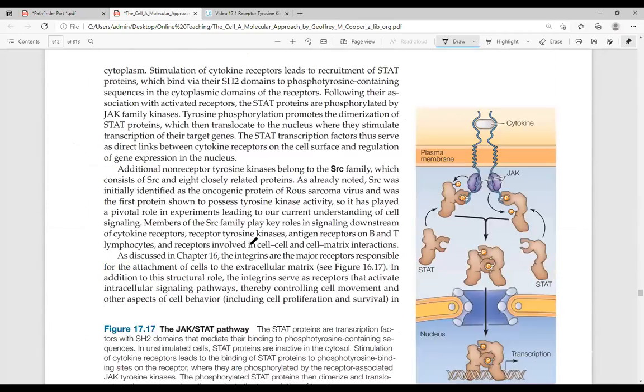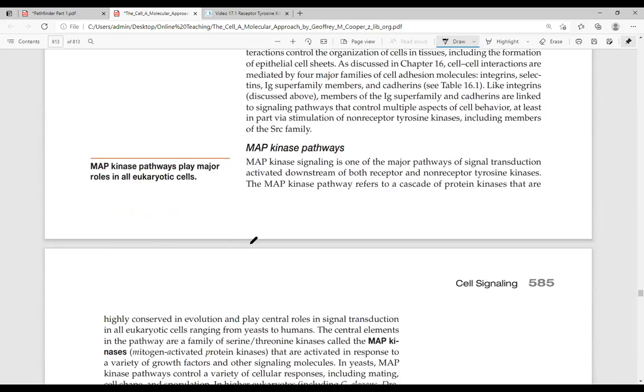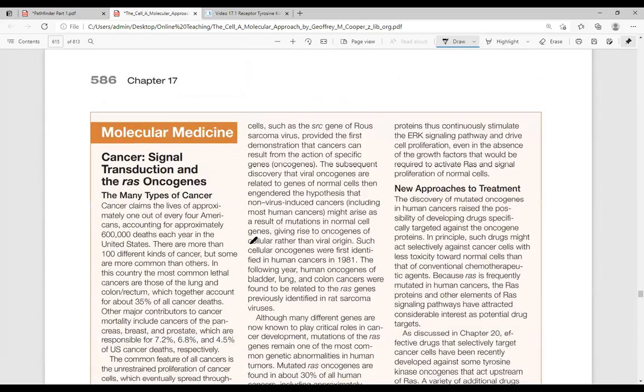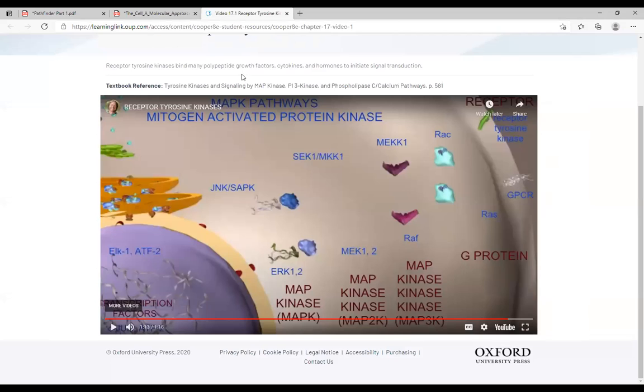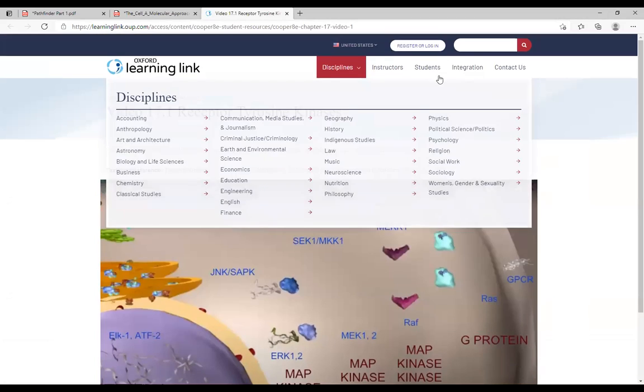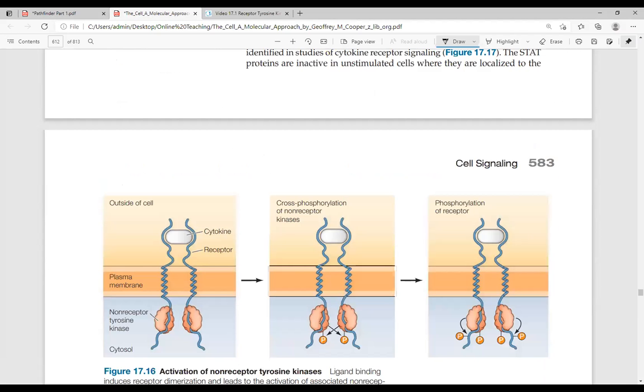Okay, I'm looking for that animation. No, not possible for Cooper. Okay, next, just a second. Moving forward.